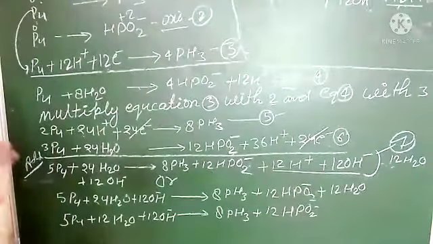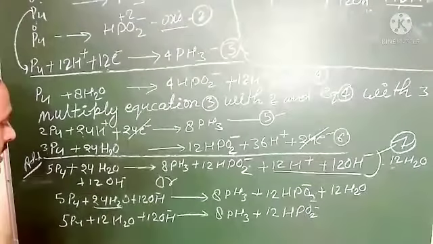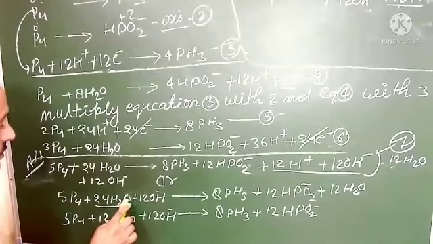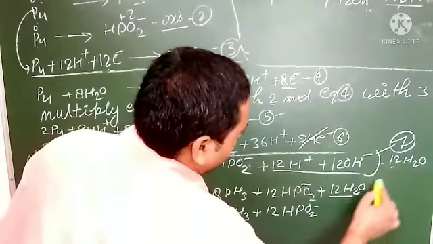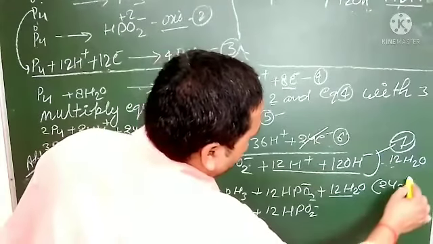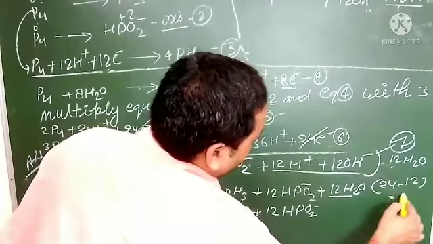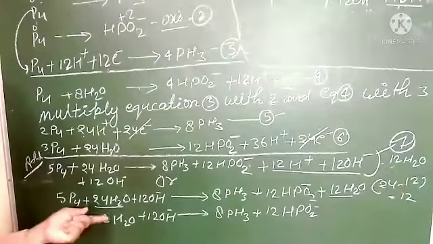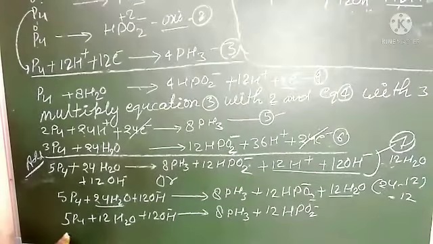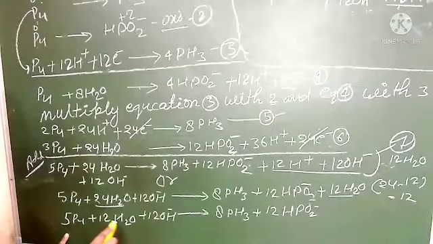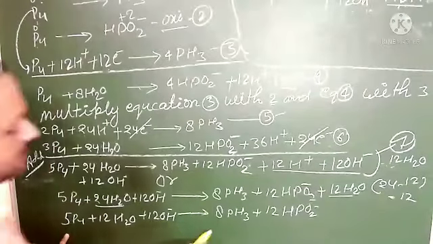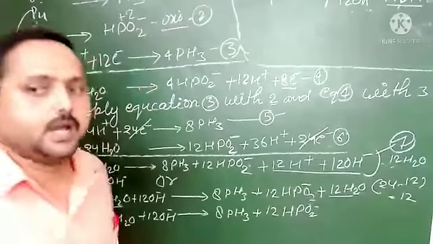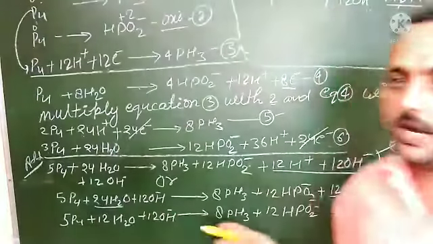So what can be solved? If the same species are on both sides, here 24H2O and that side 12H2O, we will have 24 minus 12. How much is that? That is 12. But which side is more? This side is more. So we will write 12H2O. Again we will write 5 P4 plus 12H2O plus 12OH minus, giving 8 PS3 and 12 HPO2. This is the balanced ionic equation.